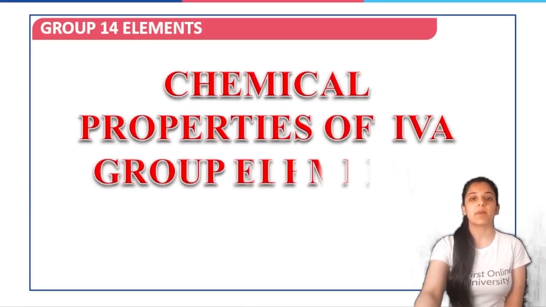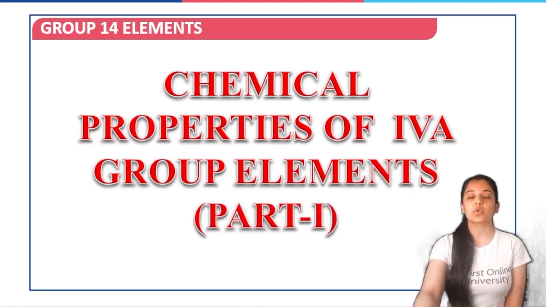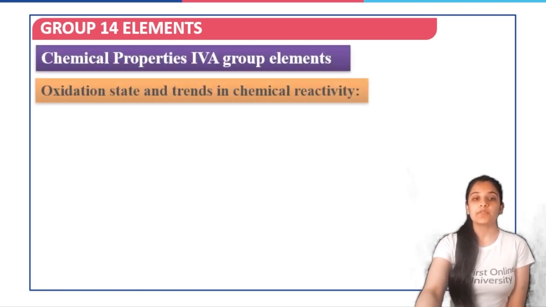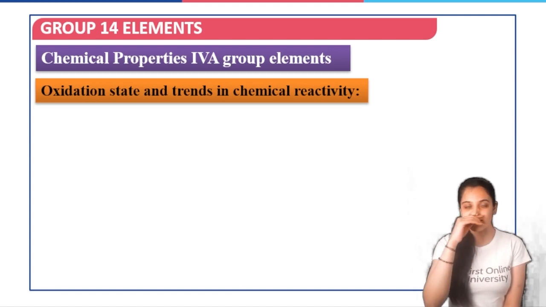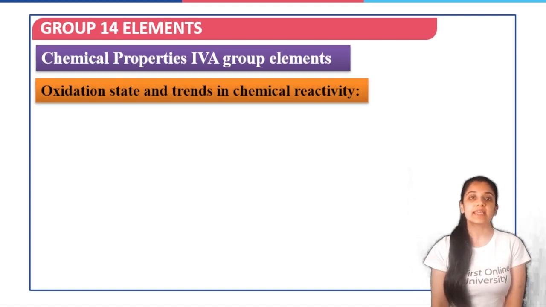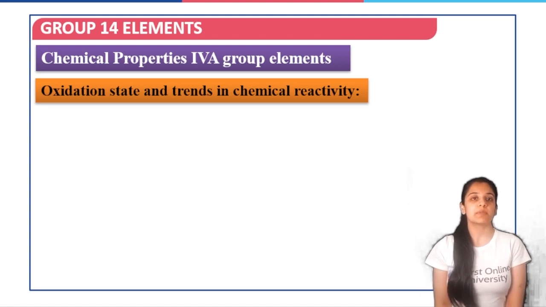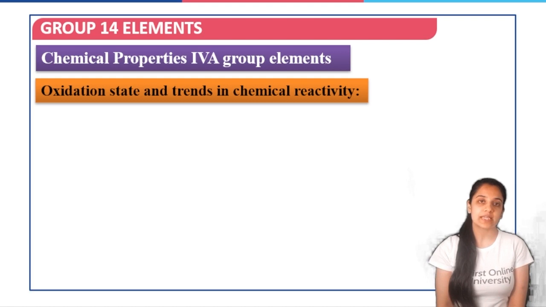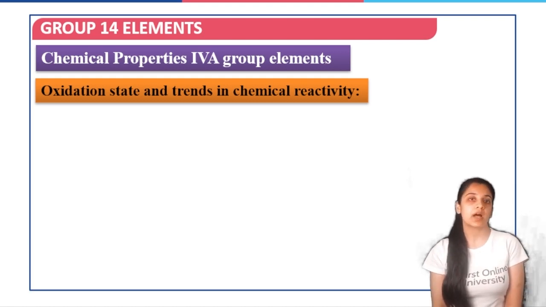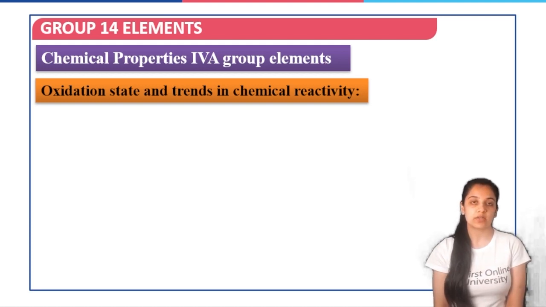Let us begin with part 1 of the chemical properties of group 14 elements. The first chemical property that we are going to discuss is the oxidation state and the trends in chemical reactivity that we observe. What are the two oxidation states that group 13 elements could show? It was +1 and +3 because they had the electronic configuration ns2np1. One electron removed from the p subshell gave a +1 oxidation state, and when one from p and two from s could be removed, it gave a +3 oxidation state.